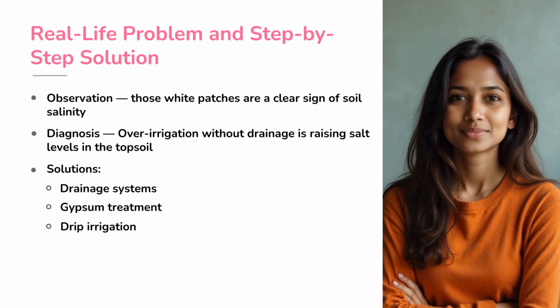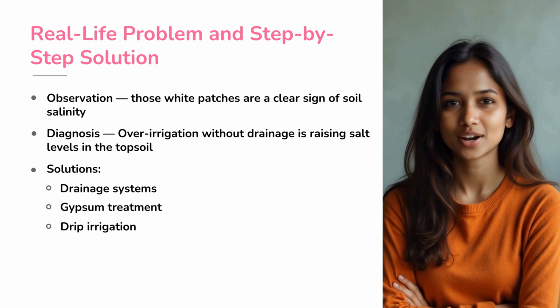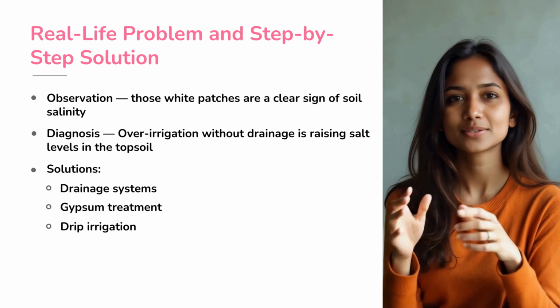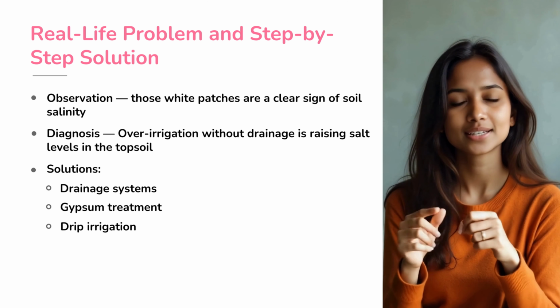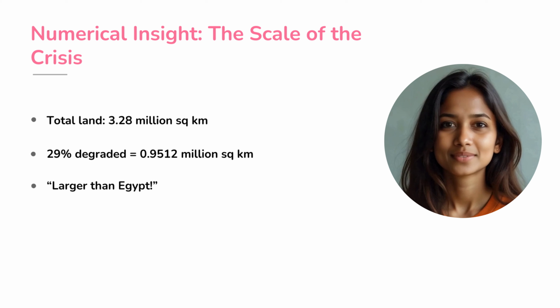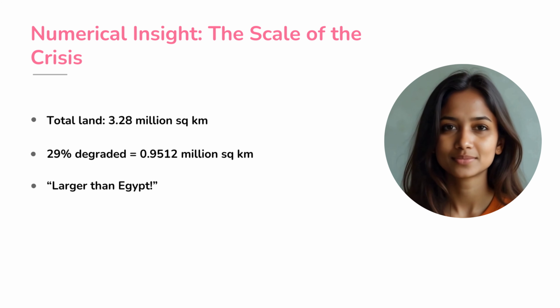Step 3. Solution. First, improve the drainage system. Then apply gypsum, a natural salt neutralizer. Switch to drip irrigation to minimize water wastage. With these steps, the farmer brings his land back to life. Problem solved sustainably.